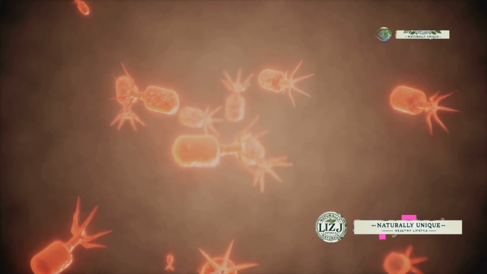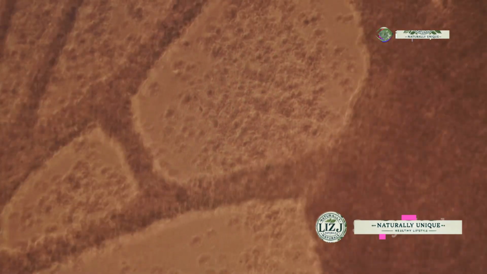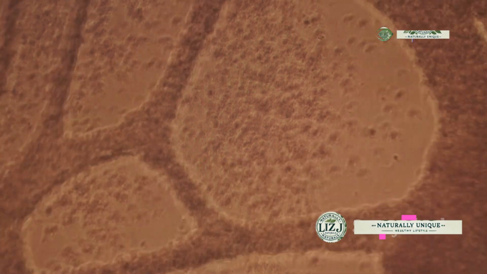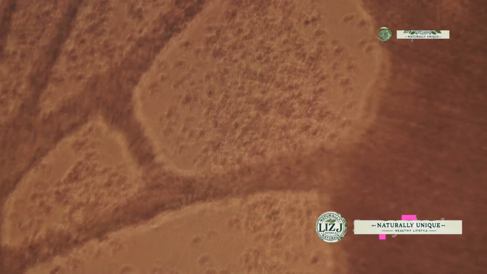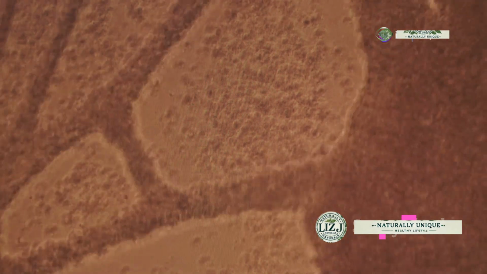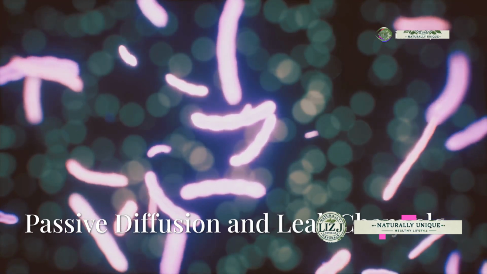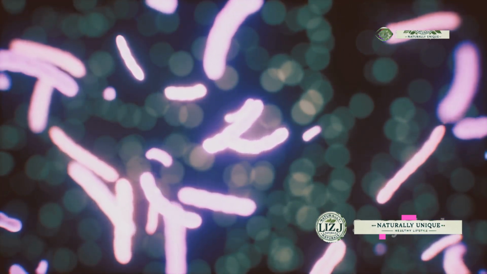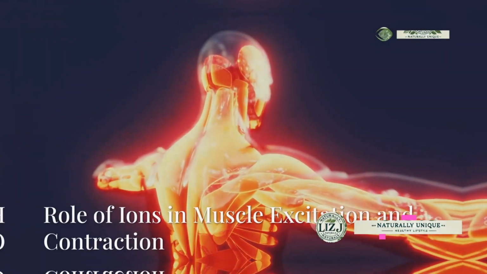Ion pumps, such as the sodium-potassium ATPase and calcium pumps, maintain resting membrane potential and muscle excitability. The sodium-potassium ATPase restores ion gradients after an action potential. Calcium pumps remove calcium after contraction, allowing for relaxation. Passive diffusion and leak channels allow continuous ion movement to stabilize resting potential.